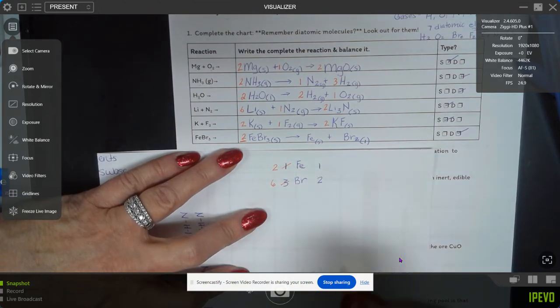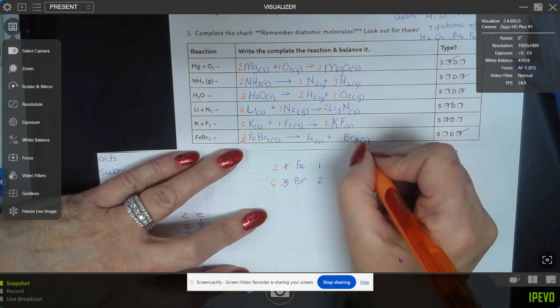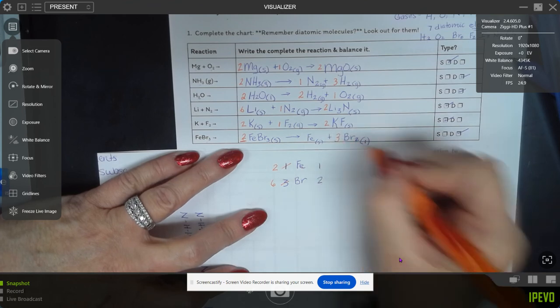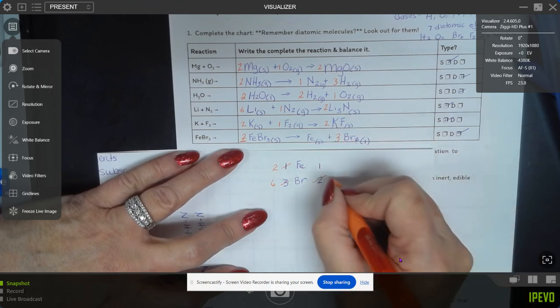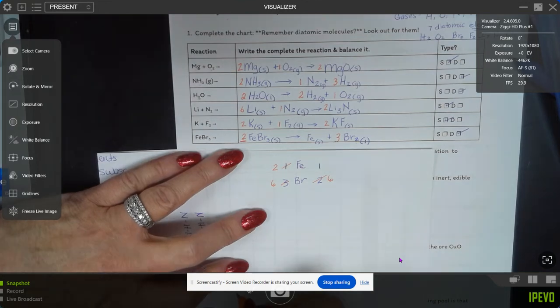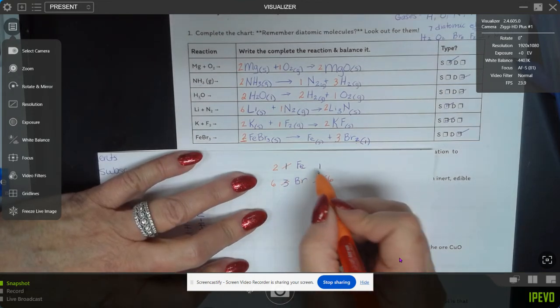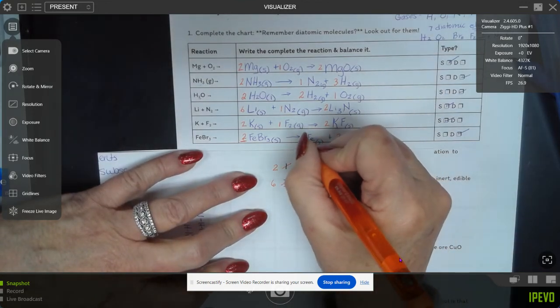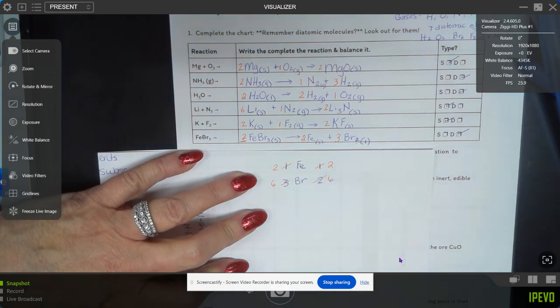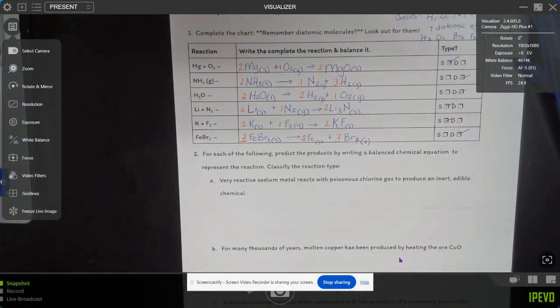Okay. Over here, I have Br2. I'm going to have to put a coefficient of 3 here. 3 times 2 is 6 bromine. And then I only have 1 iron, but that's easy. If I put a 2 here, that balances my iron. Okay? So that is the process of predicting products and balancing.